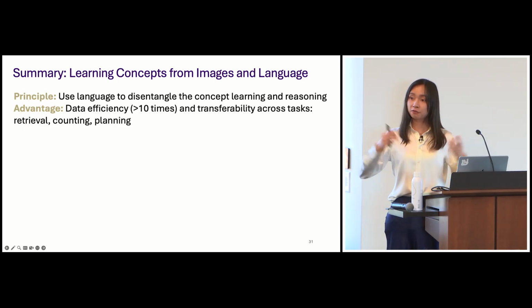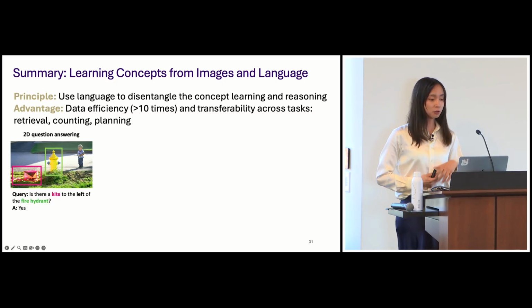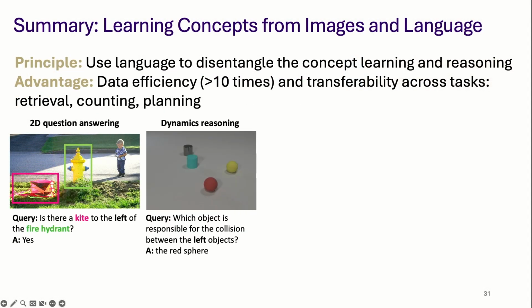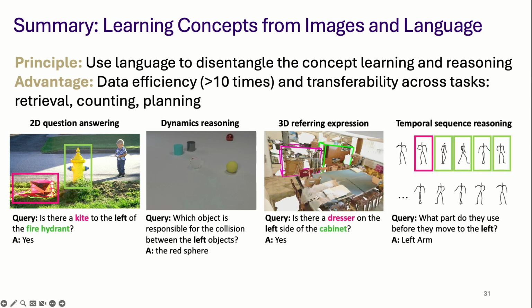Such a framework is actually very general. We started by developing such a system for visual question answering settings. And then soon after we released the original paper and the code, people have been trying to extend this to reason about dynamic things, like understanding events and their causal relationships in videos. And also to understanding 3D referring expressions in point cloud data. And also recently to human motion capture data.